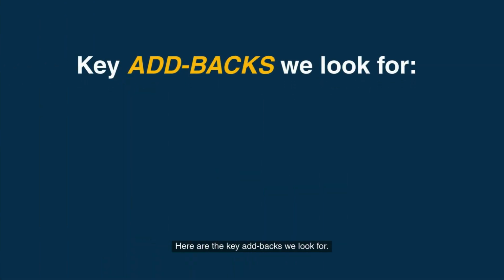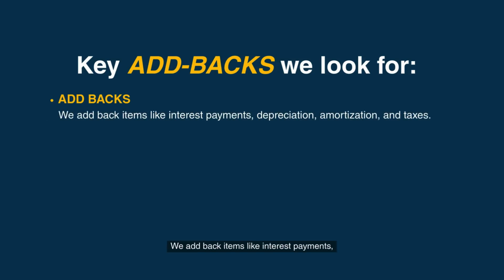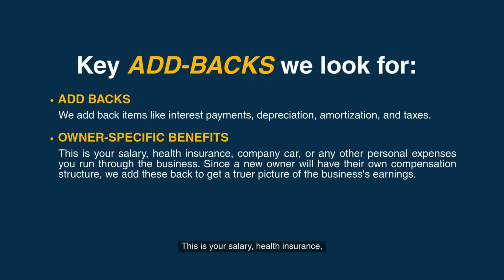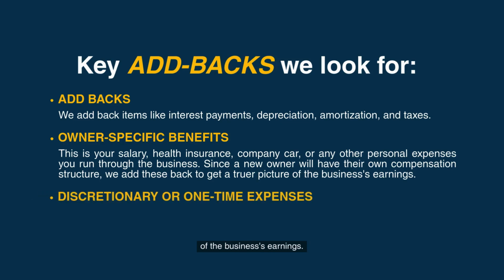Here are the key add-backs we look for. Add-backs: we add back items like interest payments, depreciation, amortization, and taxes. Owner-specific benefits: this is your salary, health insurance, company car, or any other personal expenses you run through the business. Since a new owner will have their own compensation structure, we add these back to get a truer picture of the business's earnings.